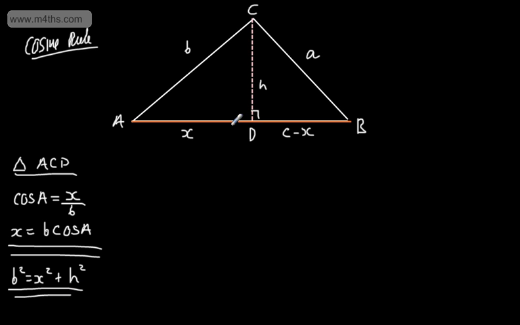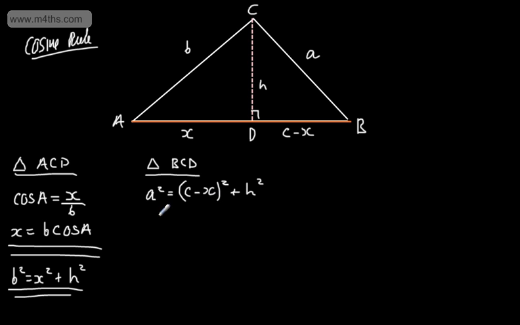If we now consider this triangle right here, what we've got is another right angle triangle. This triangle is going to be BCD. So the first one was ACD, this is going to be BCD. Again, if we use Pythagoras here, we can say that a squared is going to be equal to c minus x squared plus h squared. So what we're going to have is c minus x, which we're going to square, plus now the h squared.